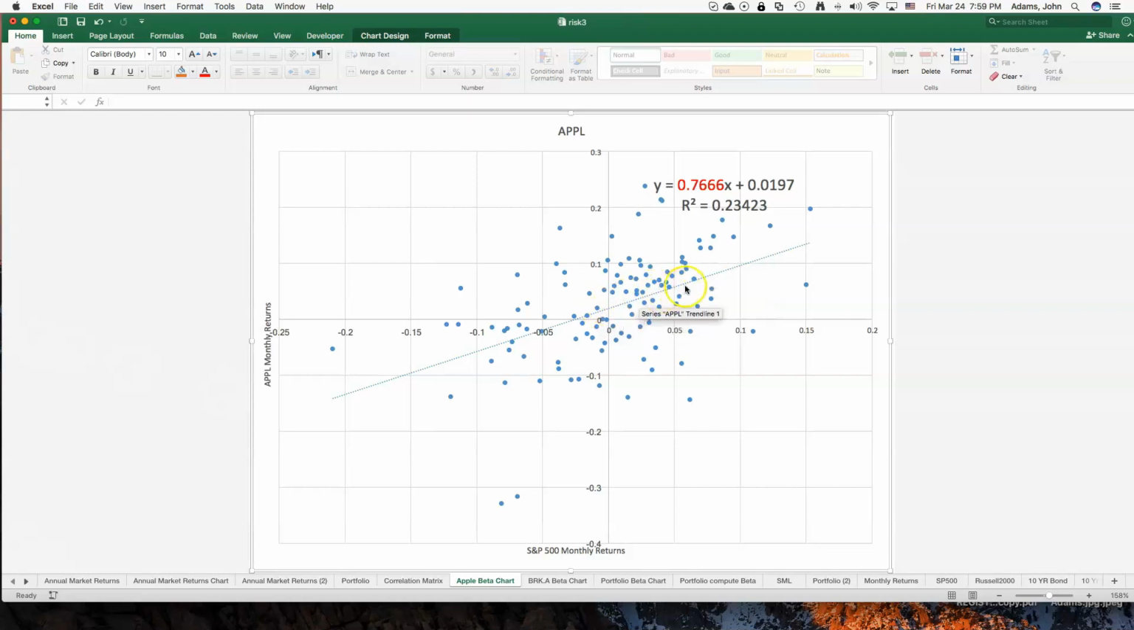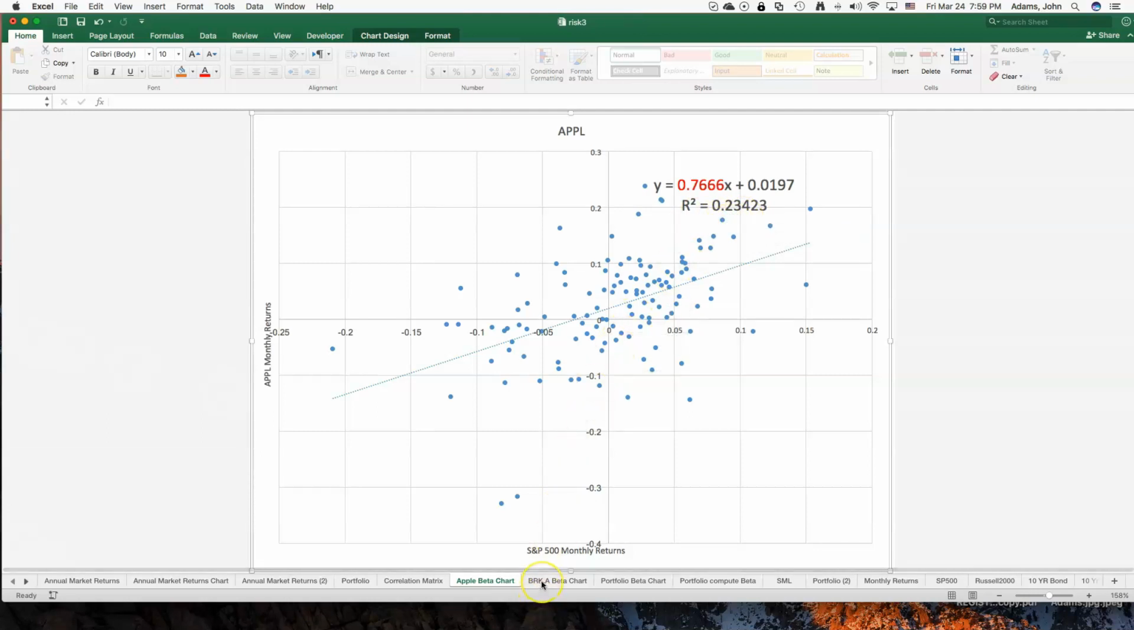So when we let Excel run a regression for us, it tells us that the slope of the line is 0.7666. So the beta for Apple stock is 0.7666, at least using monthly data over our 10-year period of time. The market explains, this R squared, about 23% of the variability, the variation in Apple stock.